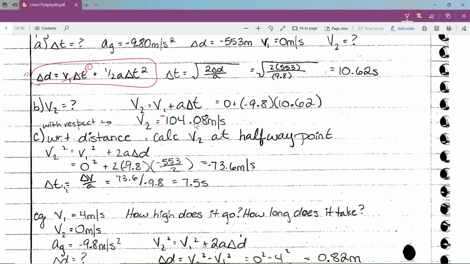And the time needed to cover half the distance, well, you'd be going 73.6 minus 0 over 9.8, 7.5 seconds. So that's more than half of the time needed to go the full distance. So 7.5 seconds. Okay?